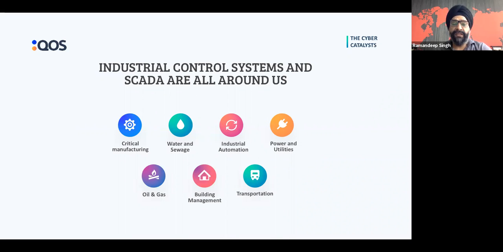Then we see the role of ICS and SCADA in power and utilities, whether it is power generation, power transmission, or power distribution. Power has three different functions, so all is handled by the industrial control systems and the SCADA control systems.